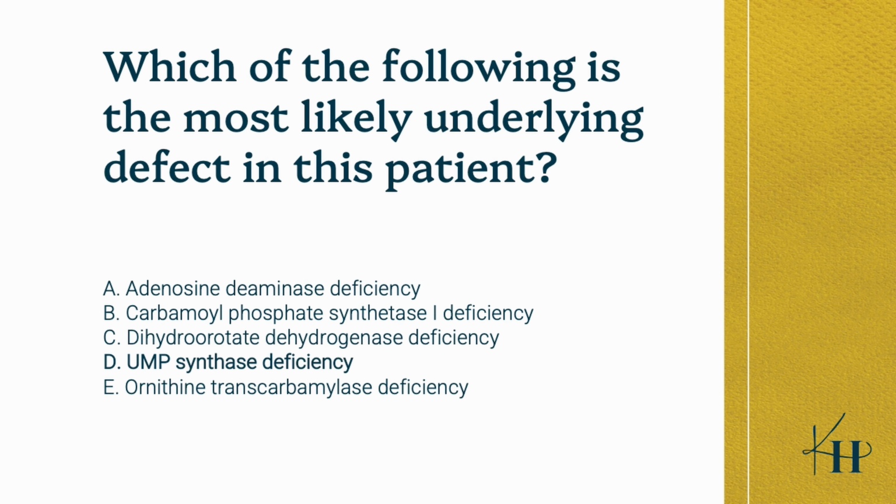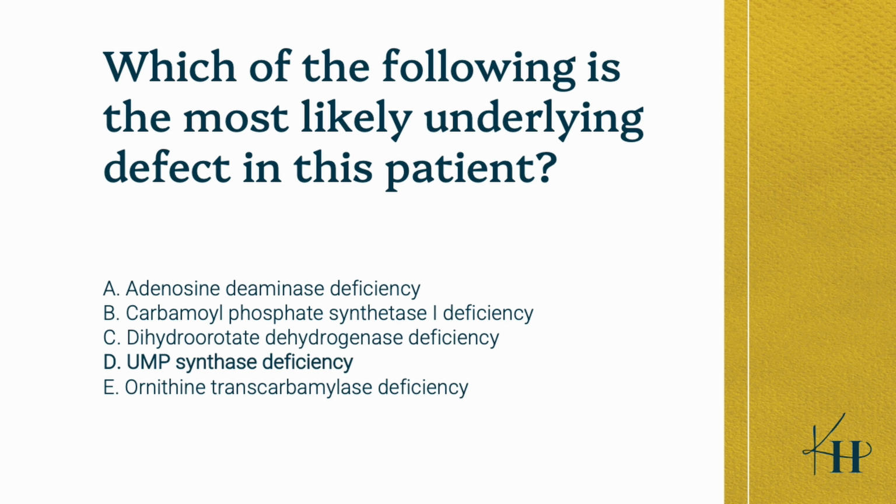Choice C is dihydroorotate dehydrogenase deficiency. While this enzyme is involved in pyrimidine synthesis, it does not produce the classic board pattern of elevated orotic acid with macrocytic anemia. So this is not the best answer for this presentation. Choice D, we have UMP synthase deficiency, which fits perfectly. A defect in the UMP synthase prevents conversion of orotic acid into UMP, leading to elevated orotic acid in the urine, macrocytic anemia, and failure to thrive. All normal ammonia levels here.